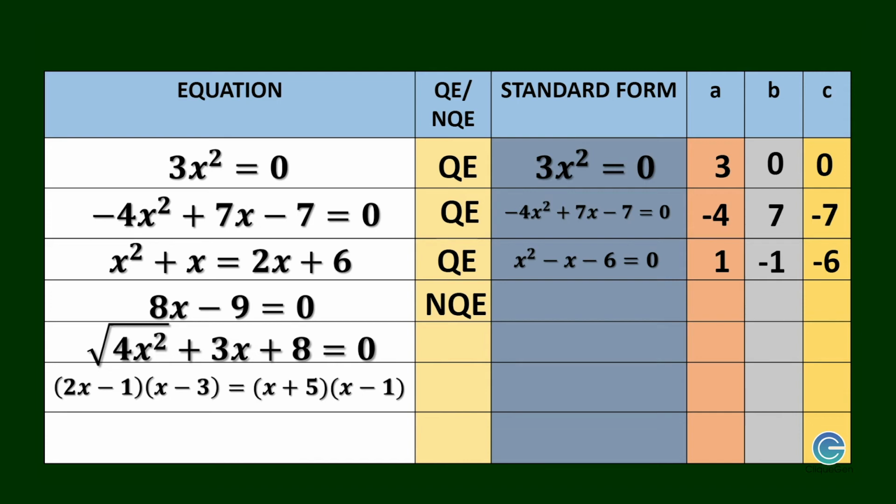Next is the square root of 4x squared plus 3x plus 8 equals 0. It is also not a quadratic equation because x squared is inside the square root symbol. If we get the square root of x squared, the result will be x, resulting to a linear term. Again, it is not a quadratic equation.